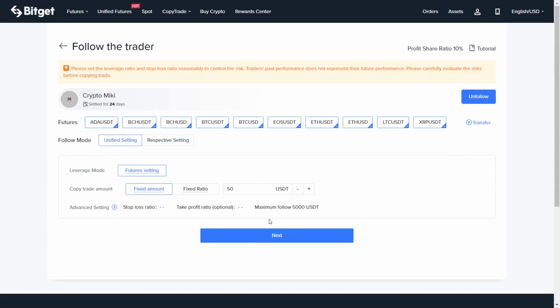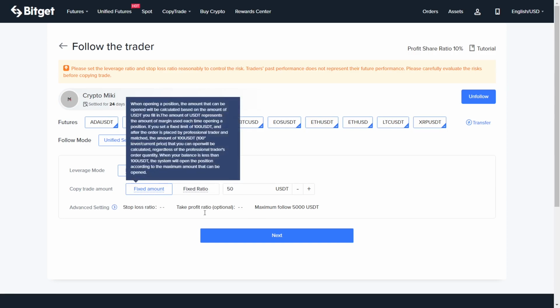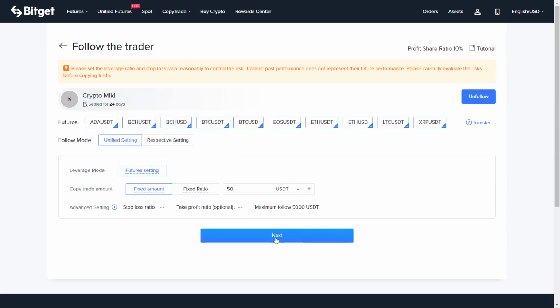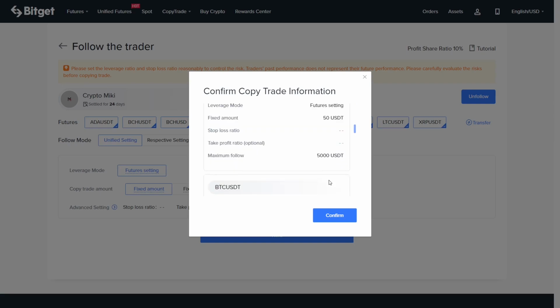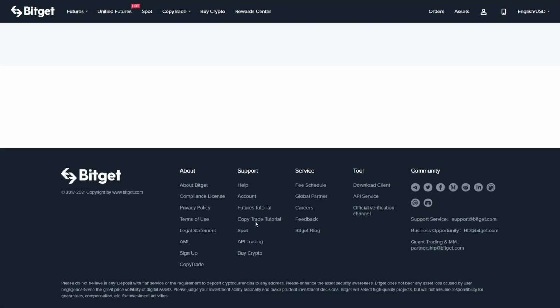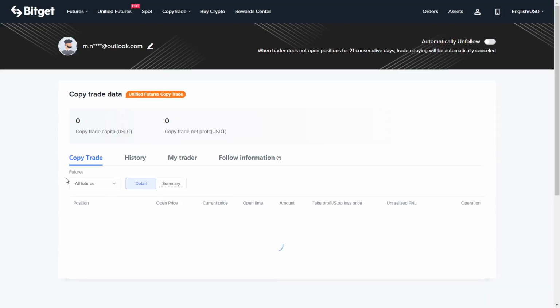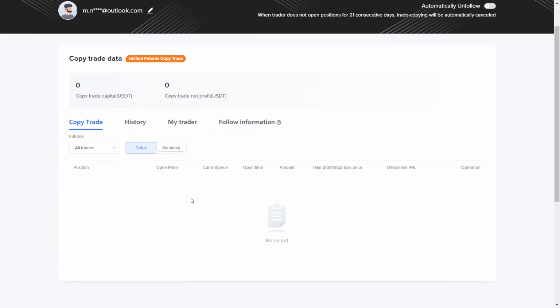Now the leverage, however, you don't really get to choose the leverage. I will be the one choosing the leverage. So you can click next from there, and then you can confirm all the other pairs. That's going to be 50 USDT for all the pairs that you're going to be trading, and you confirm. So every time I enter a trade, you're going to be entering a trade with a fixed amount or fixed ratio. And now I'm following myself.